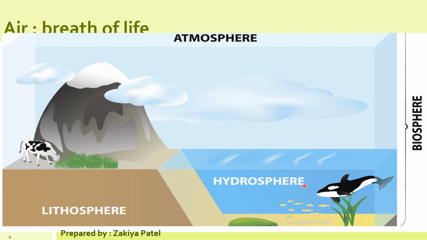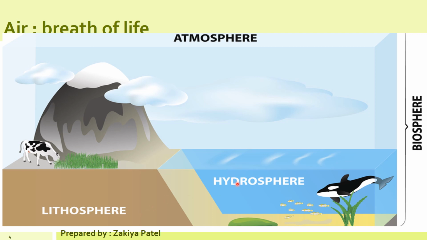So let's first take a definition of all the spheres. First we will talk about the lithosphere. The outer crust of the earth is called the lithosphere, or we can say the land on which we people are living. So that outer crust of the earth is called lithosphere. Remember, dear students.